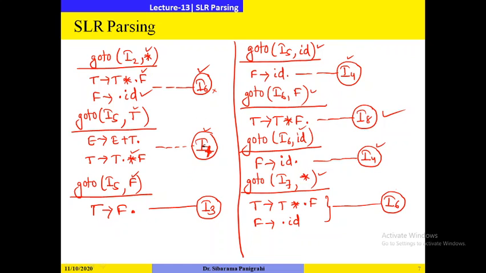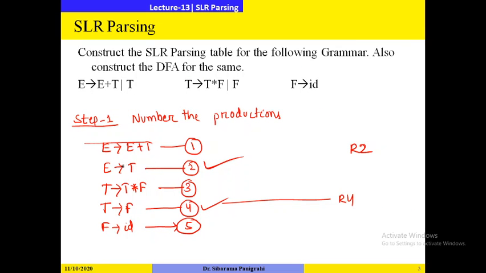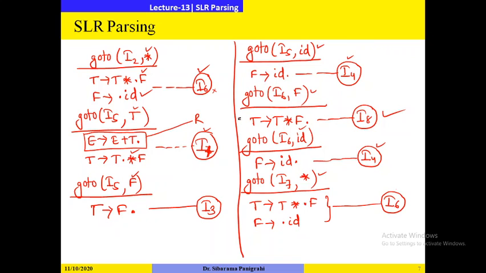Now let us go through I7. In I7, is the dot present at the end? Yes, in this production the dot is present at the end. So what do you have to write? Sir, we have to write R. R, how much? We have to look at the production number. E gives to E plus T is which number production? E gives to E plus T is the first production. So we will write R1.